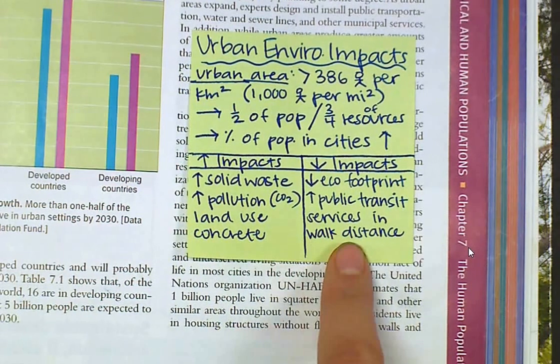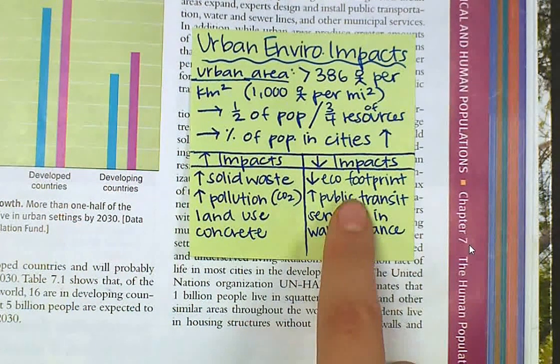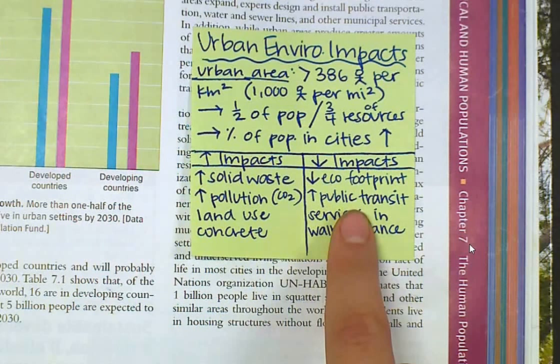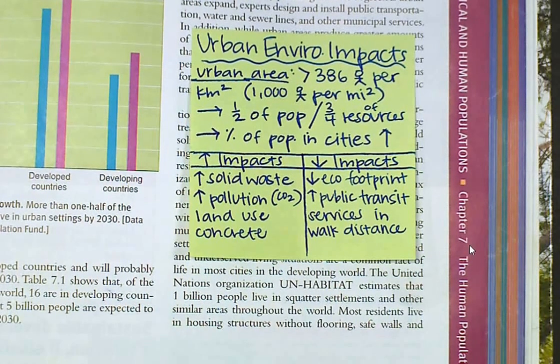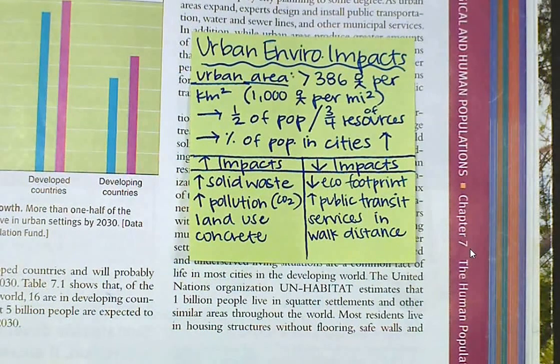Now, some good things that lower the environmental impact: people that live in cities actually have a lower ecological footprint than those who live in suburban areas, mostly due to public transit and services being in walking distance, so they don't have to drive 20 minutes to go to their favorite grocery store. Okay, there's usually one right around the corner.